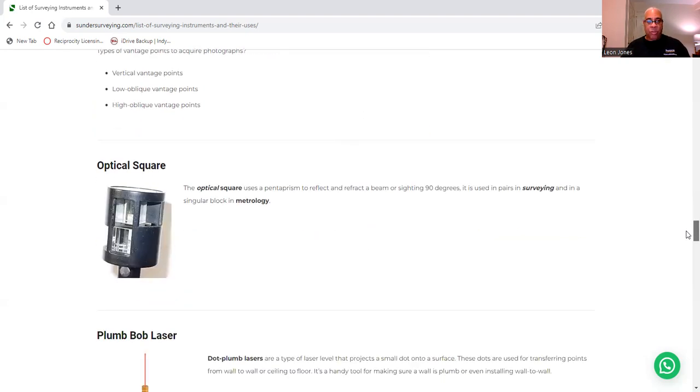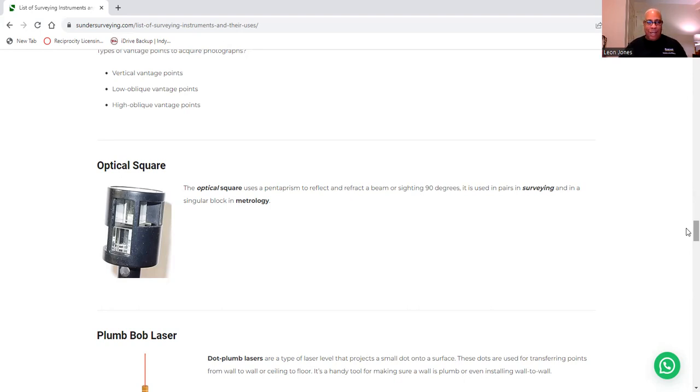Now, something else, the optical square. The optical square uses a penta-prism to reflect or refract the beam. It is an optical square that uses a penta-prism to reflect the beam or sighting 90 degrees. It is used in pairs in surveying and in a singular block in metrology.